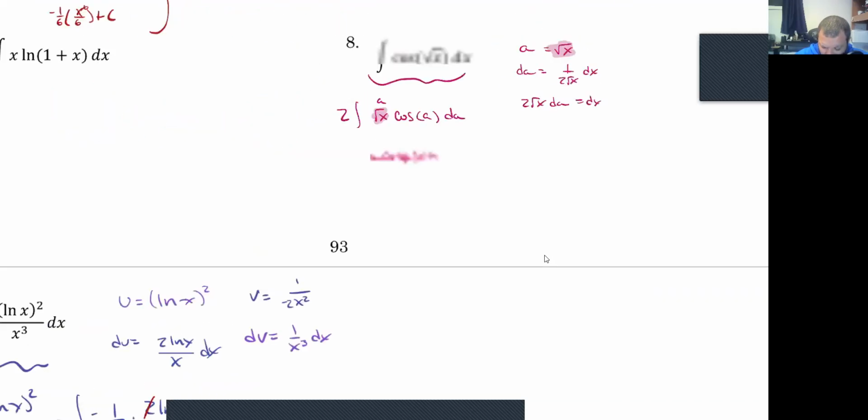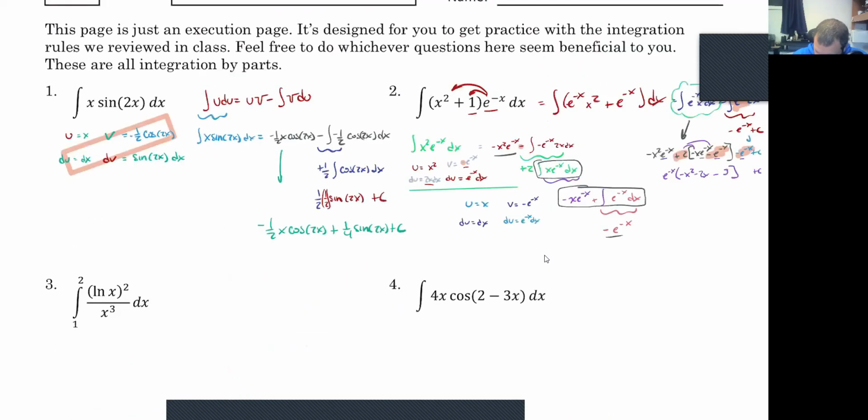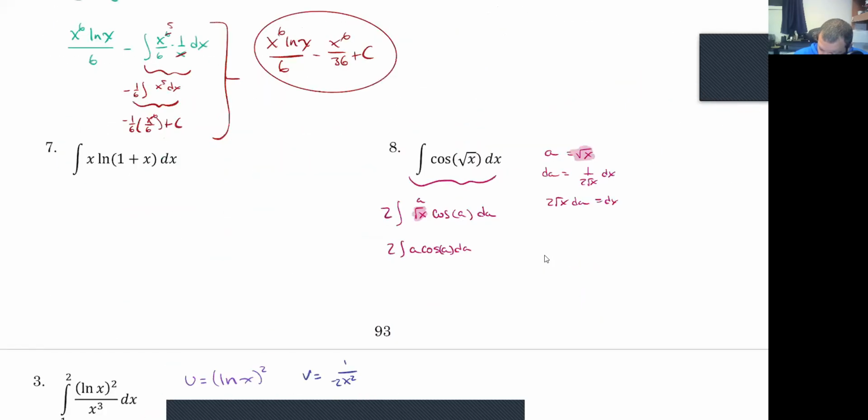We might have actually did this one. I don't know. Did we do like an x cosine of x? I feel like I've done it at some point in my life. Oh, we did x cubed.